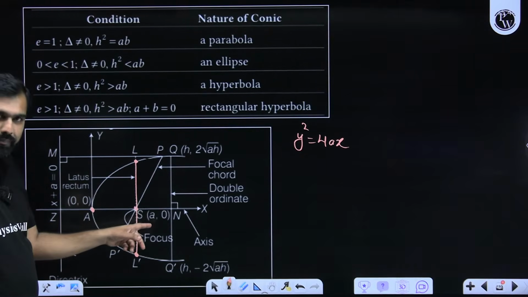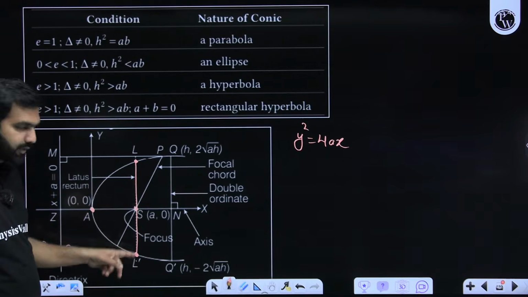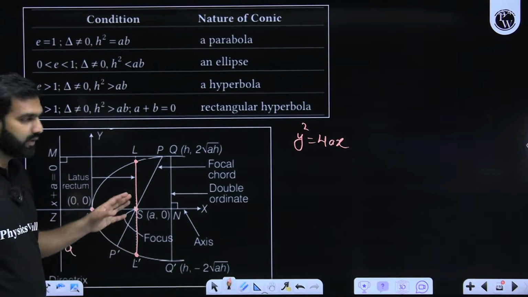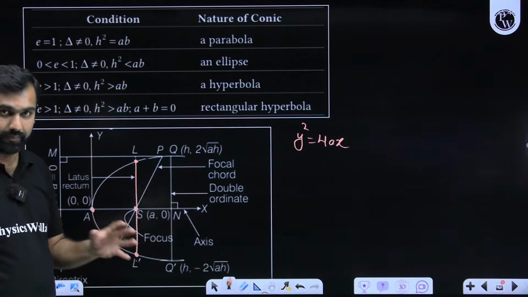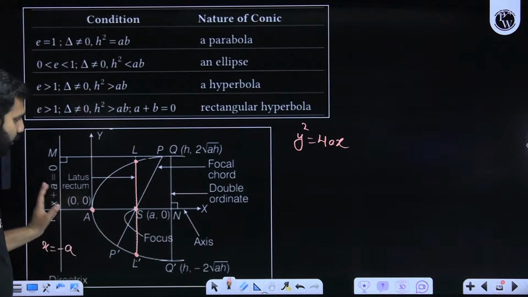Here, this is a, 0. So you pass through a, 0 in this point so that you can find L and L dash, and with L and L dash you can find the coordinates of L and L dash and you can find the length of the latus rectum. I'm sharing the approaches with you. So I hope you got this.